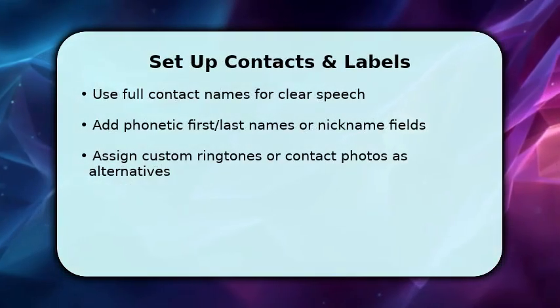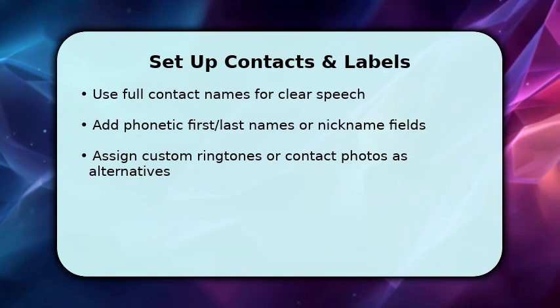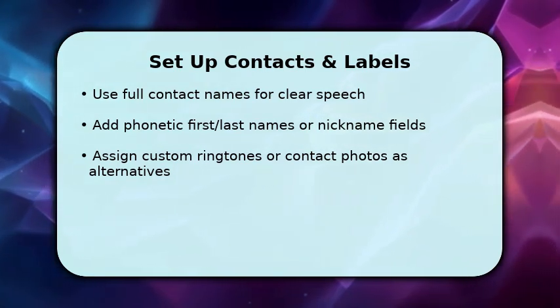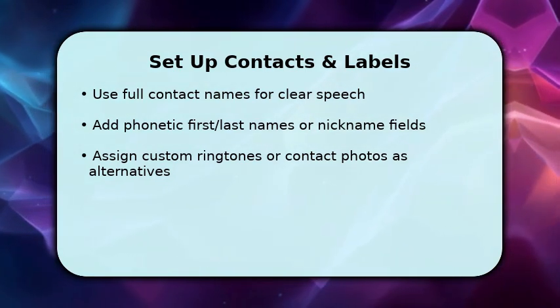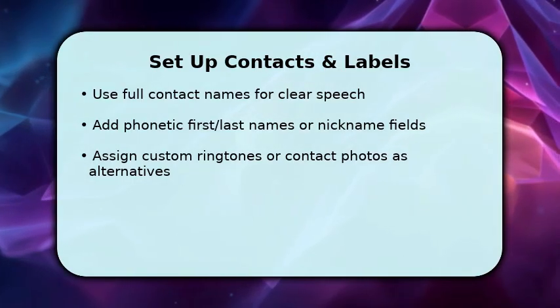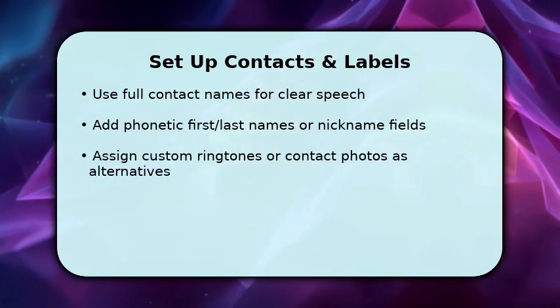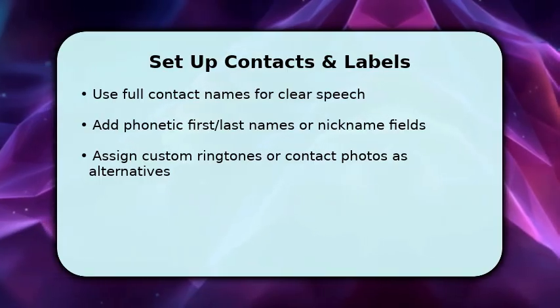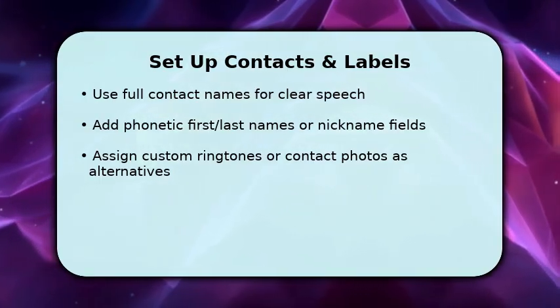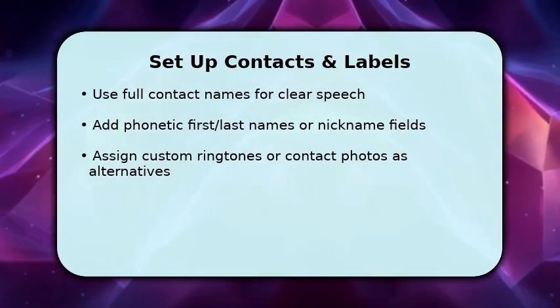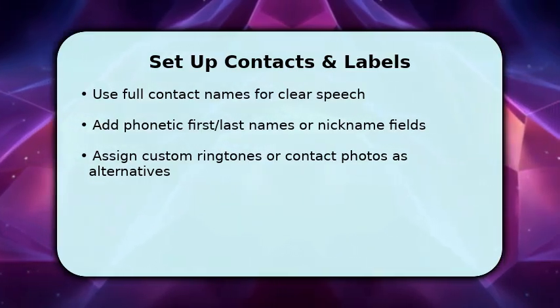Now polish the data Siri reads by editing contacts. You should open a contact and add phonetic first and last name fields when Siri mispronounces a name. This teaches the speech engine how to say it. Also consider adding a nickname field if you prefer informal announcements. Once you update the contact, call or have them call you to check pronunciation. Make sure duplicates or merged contacts are resolved, so Siri picks the right entry for accurate announcing.